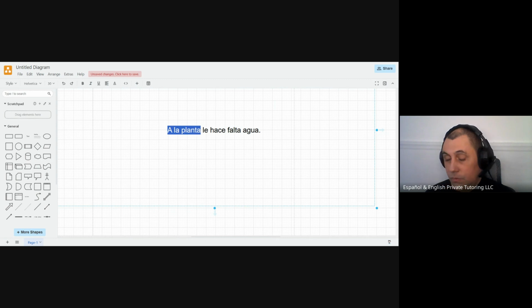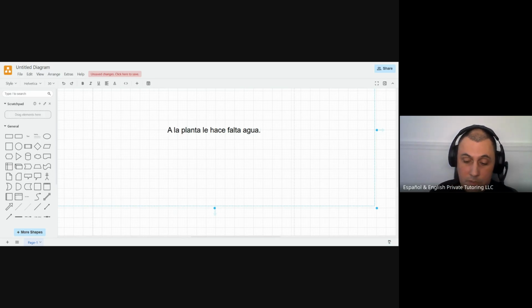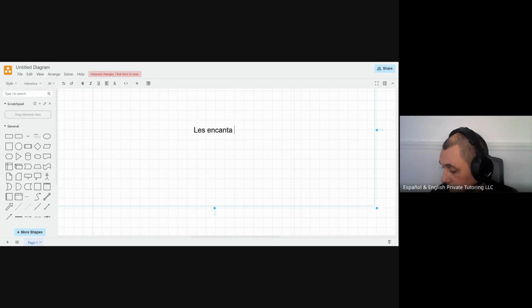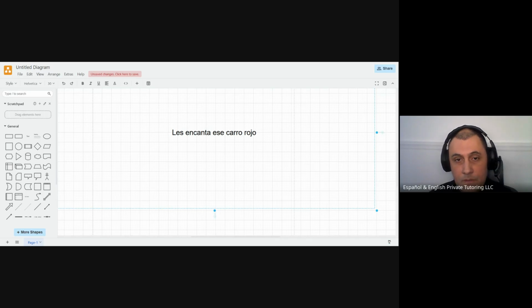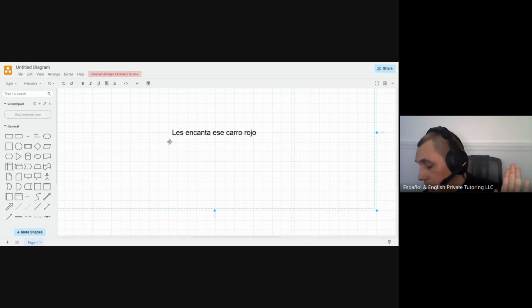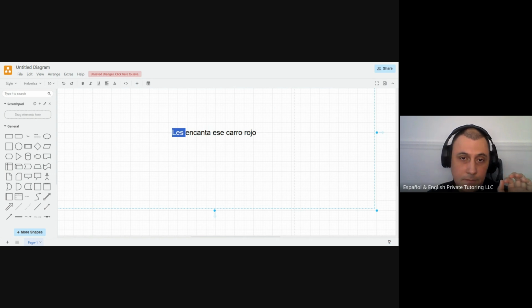On page 162, exercise 10.4, the first one and the fifth one. If you're not a student, I'm going to put the sentences here for you. So the first one is, Les encanta ese carro rojo. So I explained this already. No, I didn't explain this. So les is similar to le.